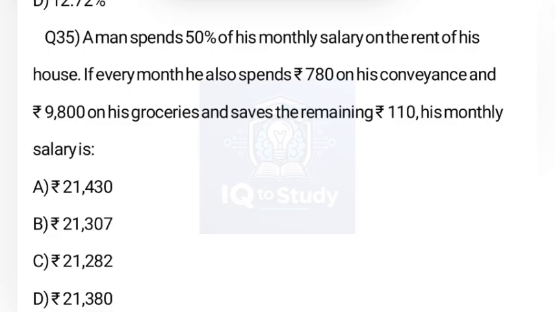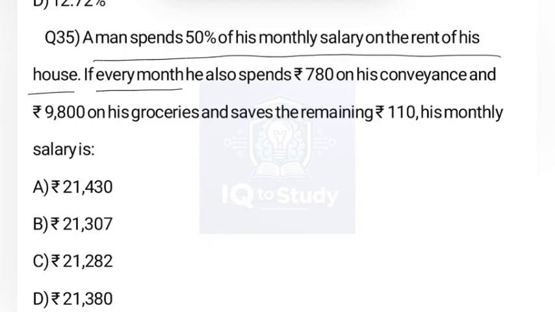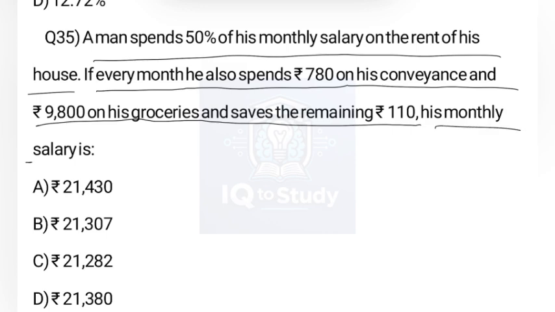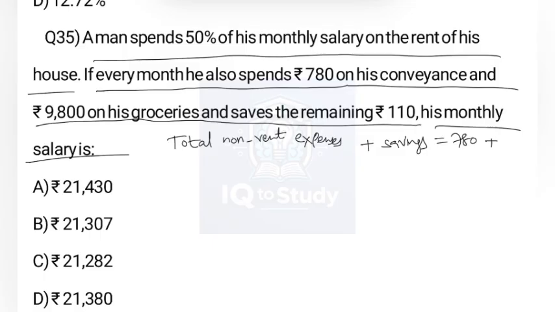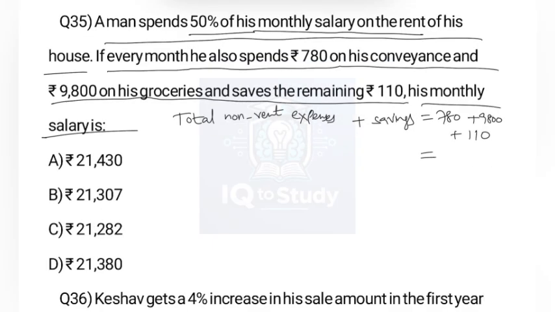A man spends 50% of his monthly salary on rent of his house. If every month he also spends 780 rupees on his conveyance and 9800 on his groceries and saves the remaining 110 rupees, his monthly salary is. Here, total non-rent expenses plus savings is equal to 780 plus 9800 plus 110. This is equal to 10,690.